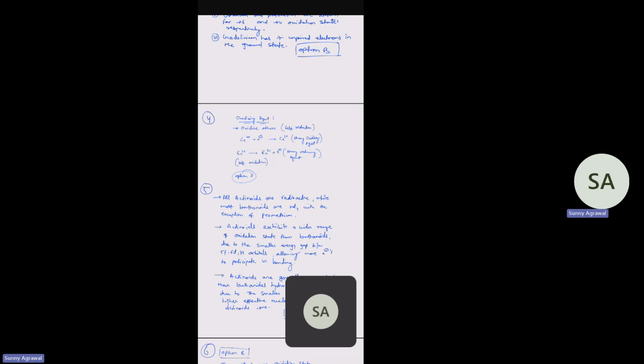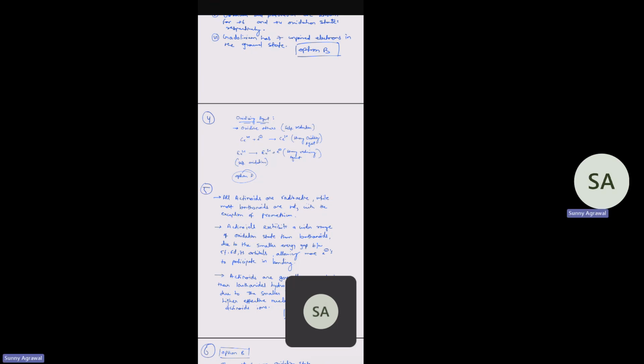Question number 5. Actinoids show higher property in comparison to lanthanoids. Actinoids are radioactive, so it is a correct option. Possibility of higher oxidation states: yes, actinoids show higher oxidation states, whereas lanthanoids mostly show the +3 oxidation state.